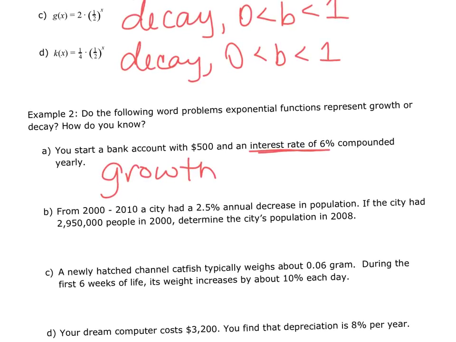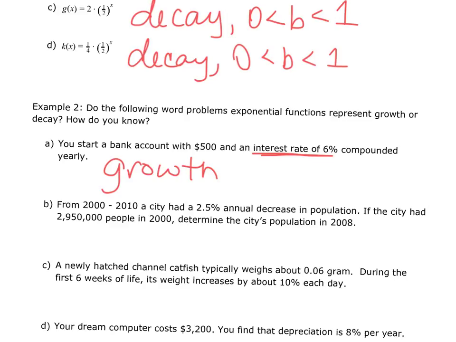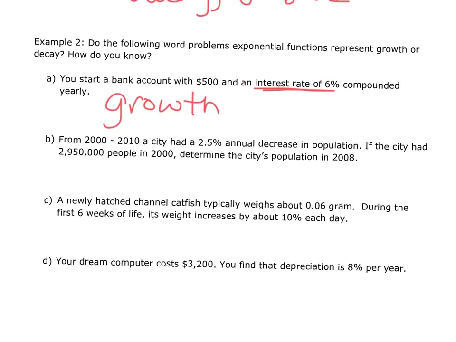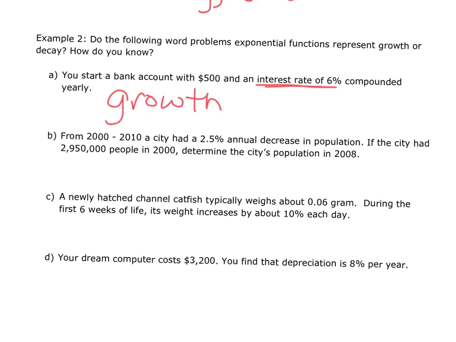B says from 2000 to 2010, a city had a 2.5% annual decrease in population. If the city had 2,950,000 people in 2000, determine the city's population in 2008. So what's happening here? Decreasing? How do we know? What word tells me that? Decrease. So is that growth or decay? Decay. So people are moving away from a city. We have exponential decay.